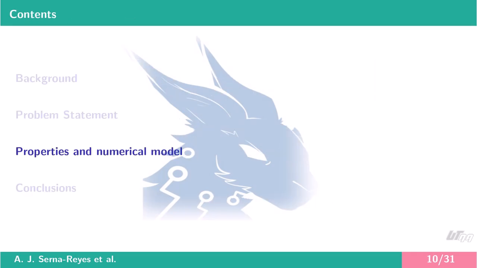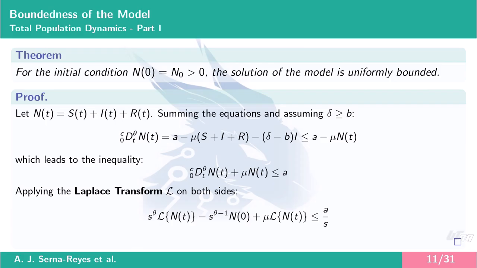Next, we discuss some qualitative properties of the system together with the numerical methodology used in this work. The first property we establish is boundedness. From a biological standpoint, this guarantees that the total population cannot grow indefinitely, which is a necessary condition for the model to be physically meaningful.